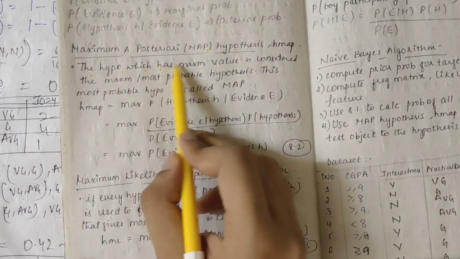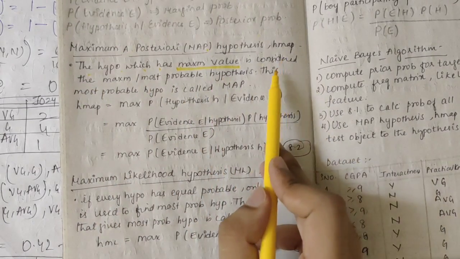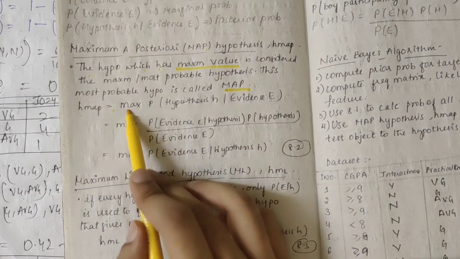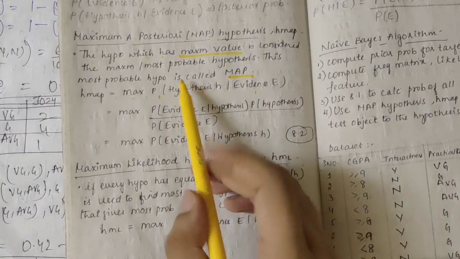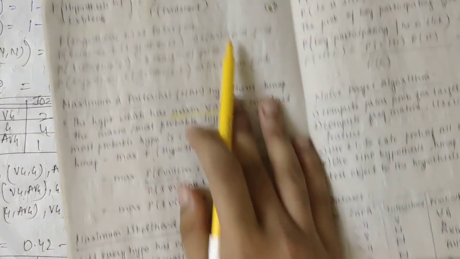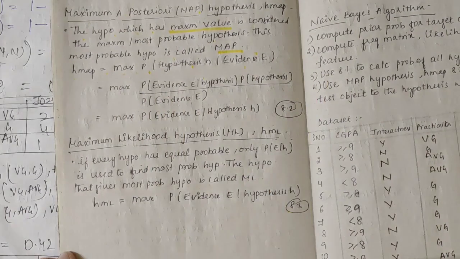The hypothesis which has the maximum value is considered the most probable hypothesis. This most probable hypothesis is called MAP. So H MAP is equal to the max of probability of hypothesis given evidence. Here the hypothesis and evidence formula is the one we have seen in 8.1, right? From this, the formula is substituted here, so you would get the maximum probability.